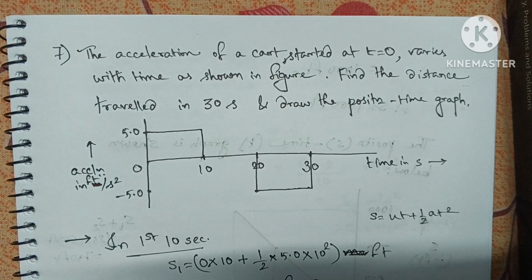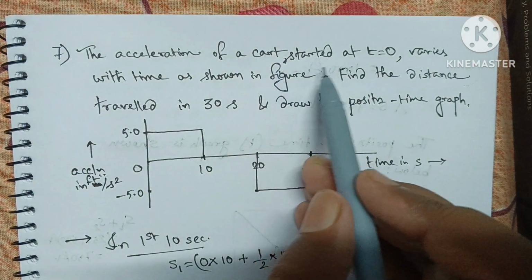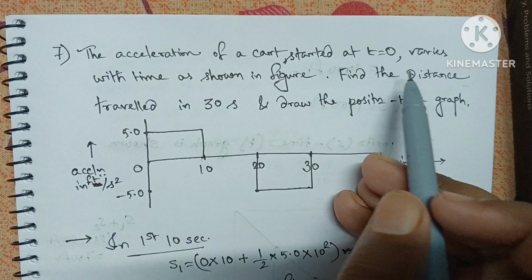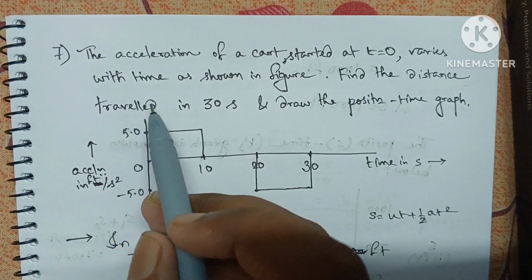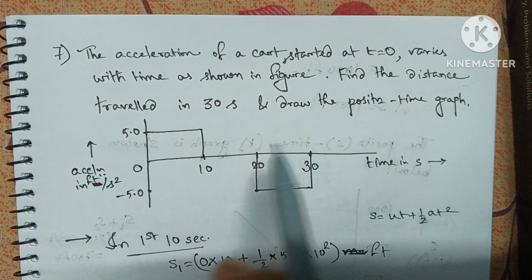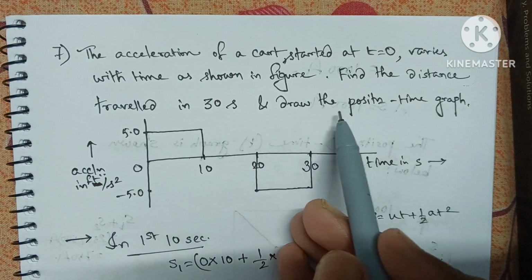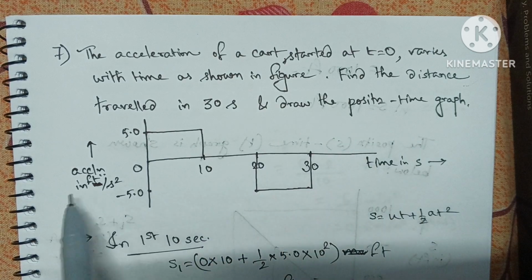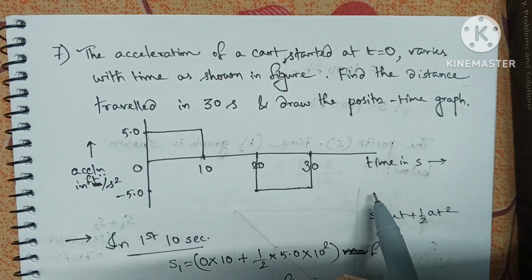Now let's deal with question number 7. It says, the acceleration of a car started at t is equal to 0 varies with time as shown in figure. Here is the figure. Take a look at it carefully. Find the distance traveled in 30 seconds and draw the position time graph.